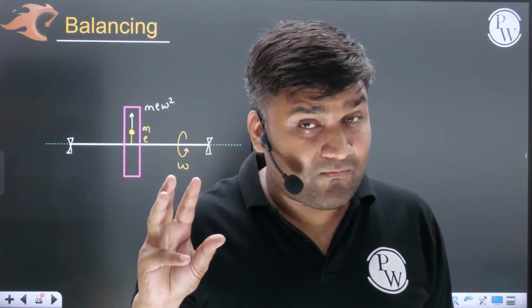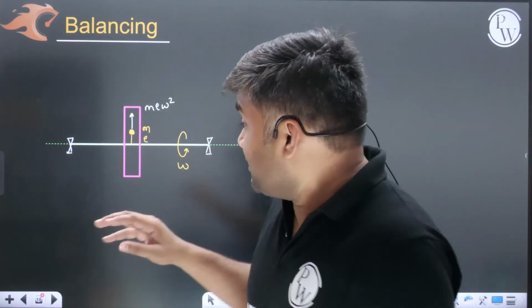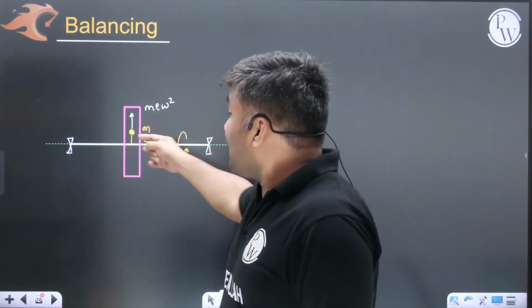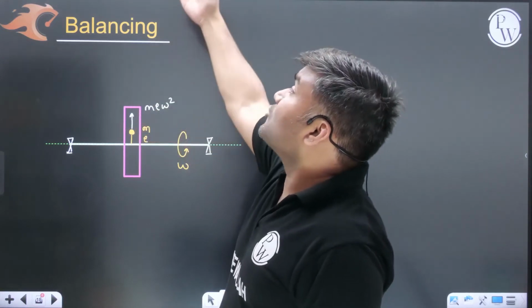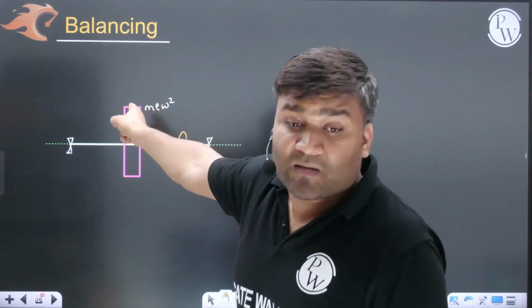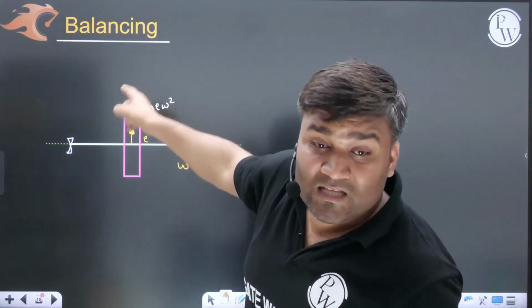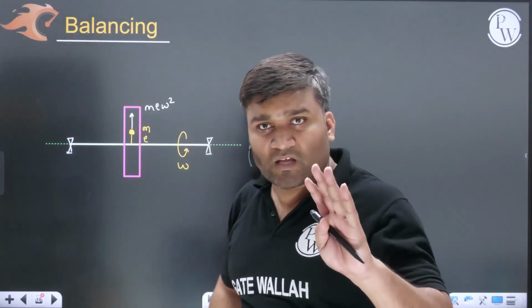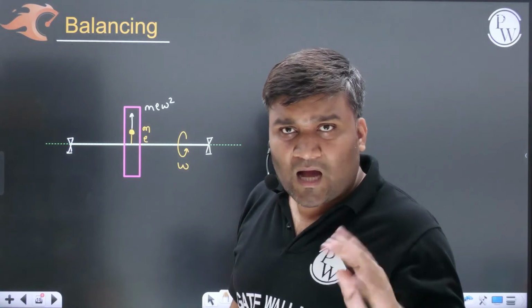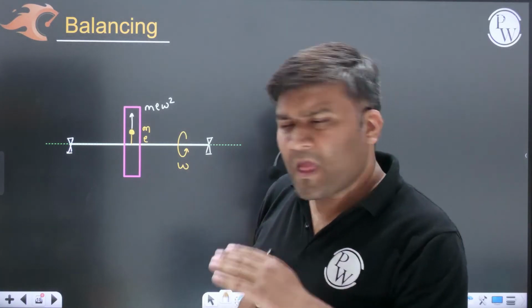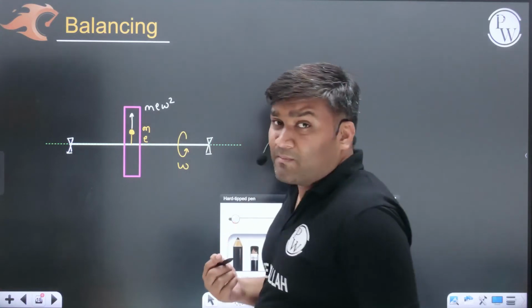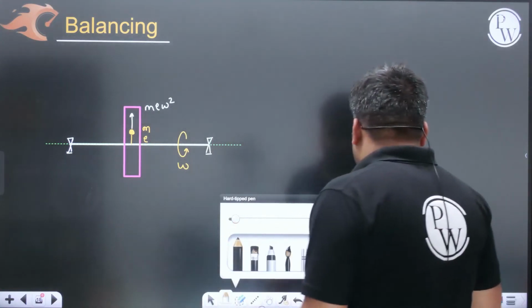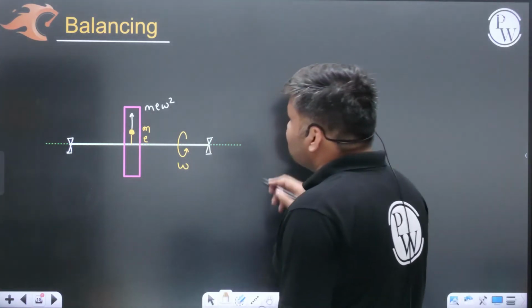And if this mass is very heavy, or if this rotating speed is very, very high, then these centrifugal forces are going to be even higher. This is what I call the unbalanced force, the dynamic unbalanced force. Getting my point? I have to balance this. Most of the time, when I say that my system is completely balanced, I mean that my system is completely balanced.